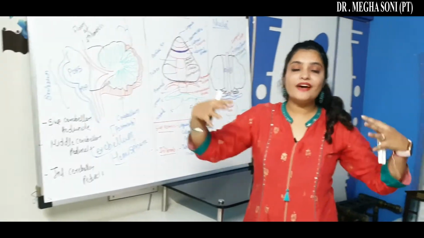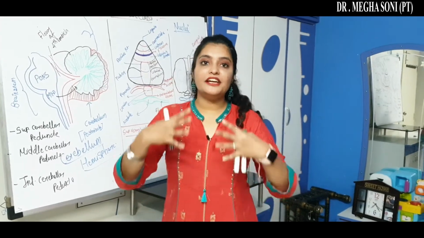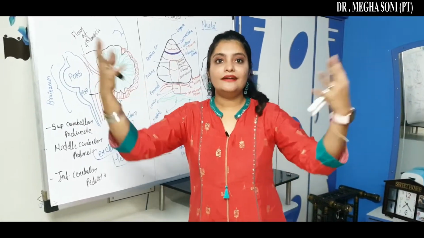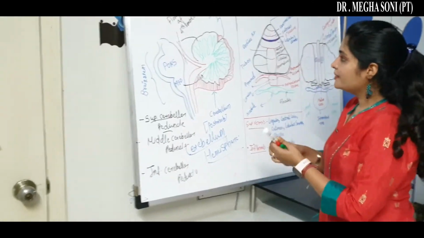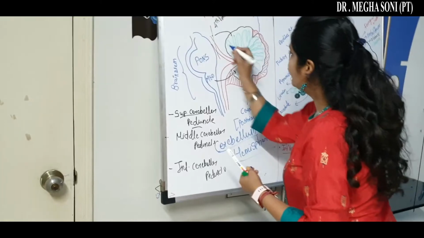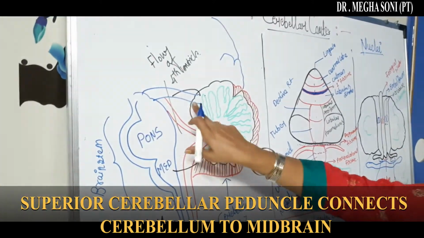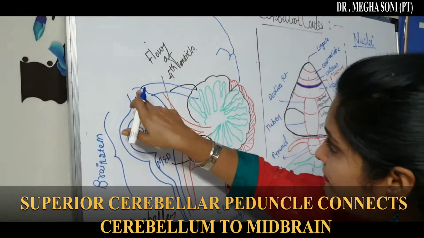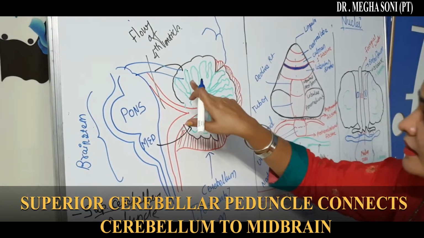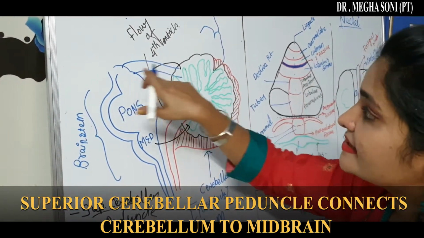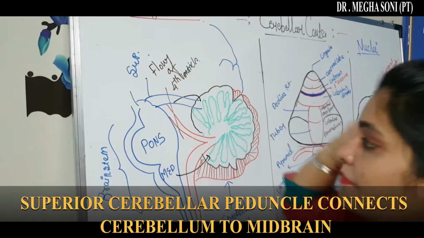They are made up of axons. Okay, and they create pathway for the tracts. Okay, so this superior cerebellar peduncle is situated here. Okay, superior cerebellar peduncle are connected with midbrain and cerebellar. In other term, this cerebellar hemisphere is connected with midbrain through superior cerebellar peduncle.